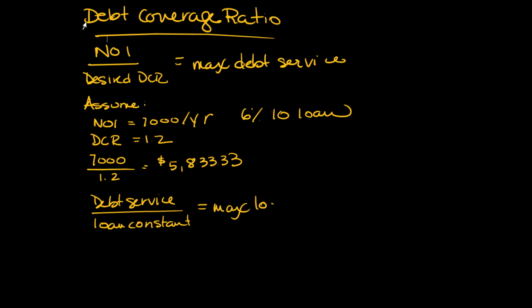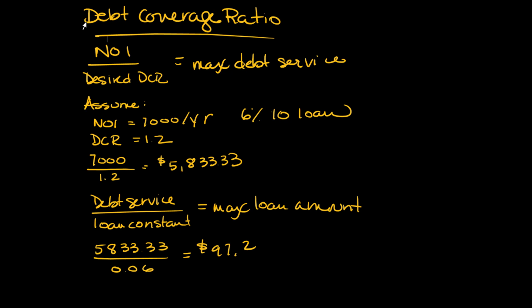So now, based on that, we could back into a loan amount if, let's say, we had a 6% interest-only loan. You take that $5,833.33, divide it by 6%, and you've got a loan amount of $97,222.17.